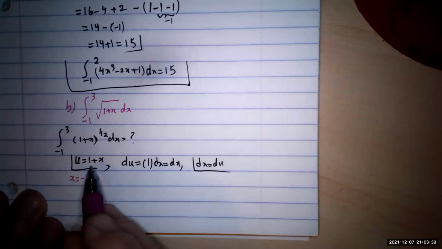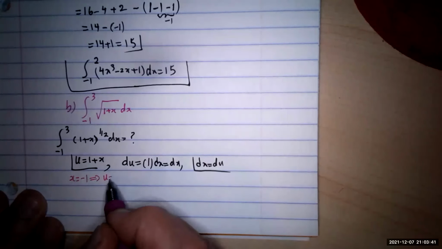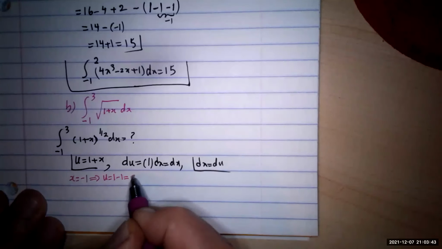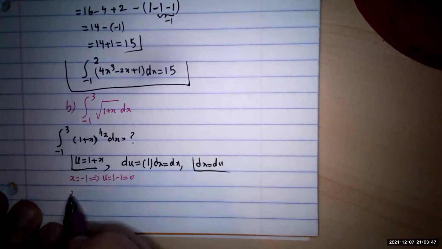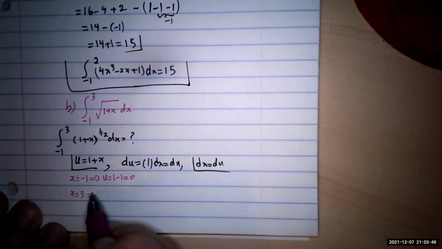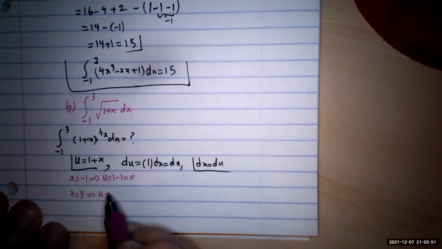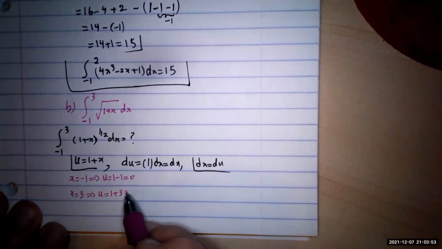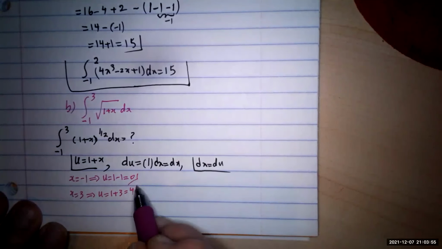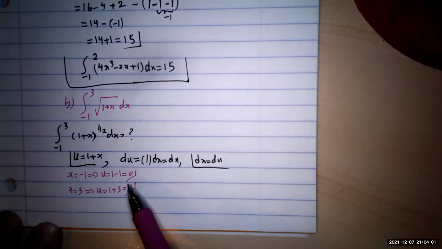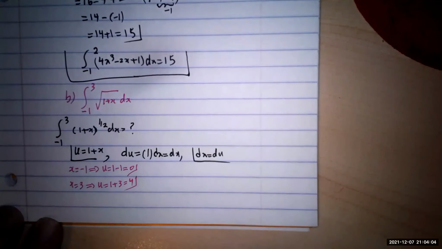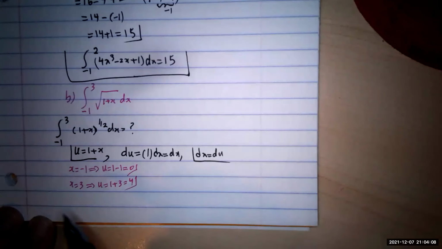When x is -1, if you substitute here, u would be 1 minus 1, equal to 0. When x is equal to 3, you substitute here, so your u would be 1 plus 3, which is equal to 4. So the integral from -1 to 3 would be changed into what? 0 to 4. So this is the one you've got to be careful about, okay? So I do the substitution now.